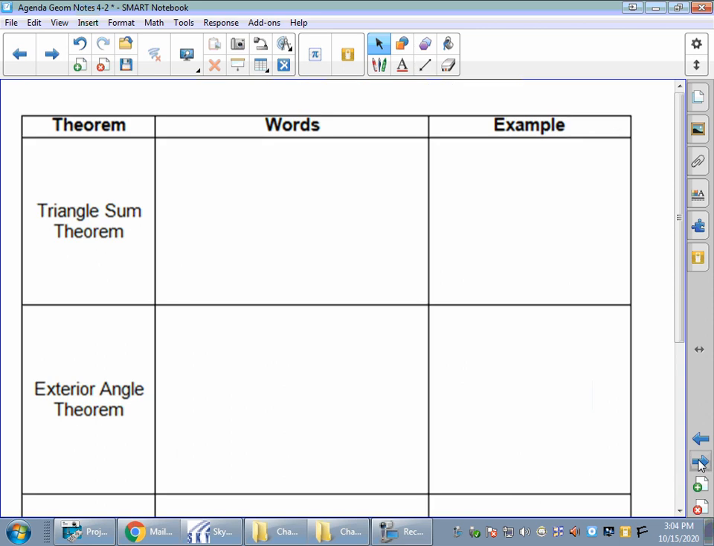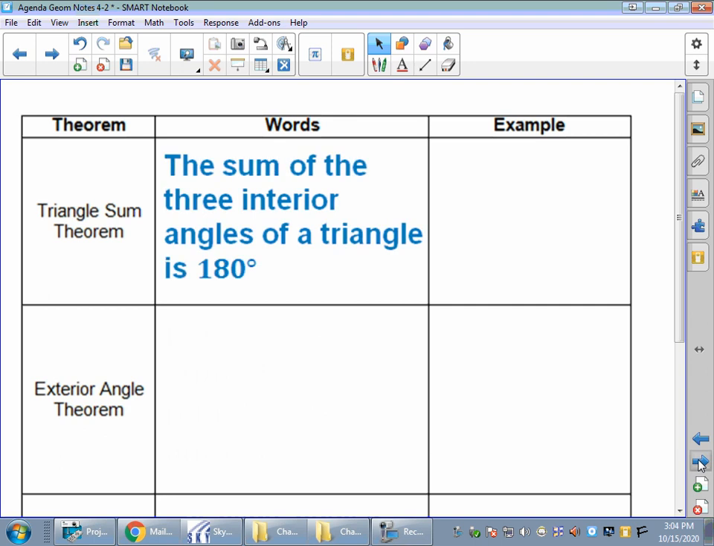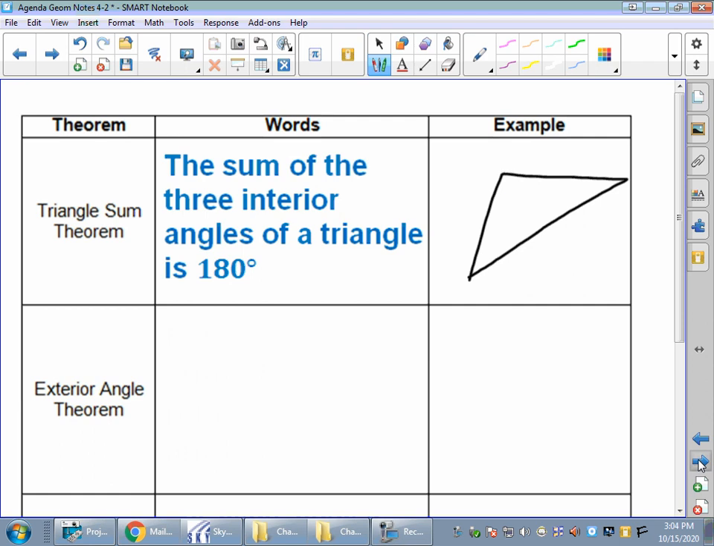So we've got a few theorems to talk about. Triangle sum theorem is a good one. You might already know this. I hope you do. The sum of the interior angles of a triangle equal 180 degrees. The sum of the three interior angles equals 180 degrees. So if I draw a triangle over here, I'm going to draw an obtuse triangle. Let's say that this is 110 degrees, and this is 30 degrees, and this is x degrees.